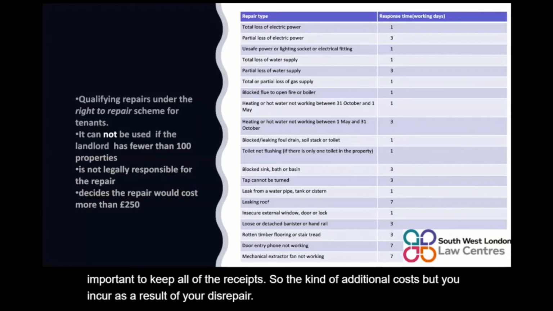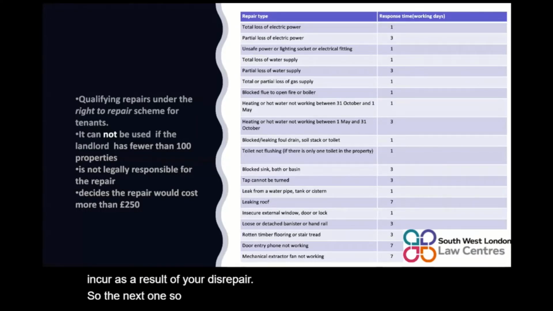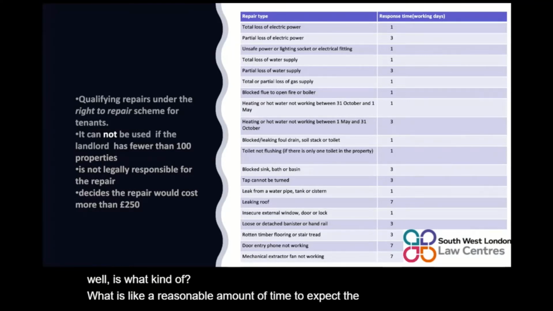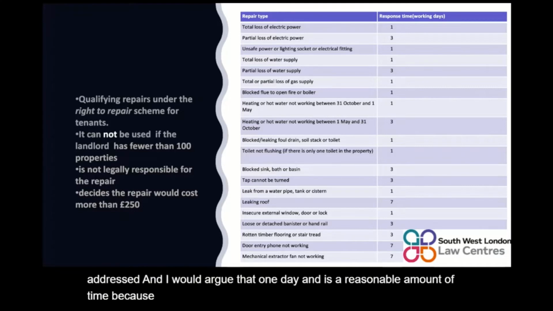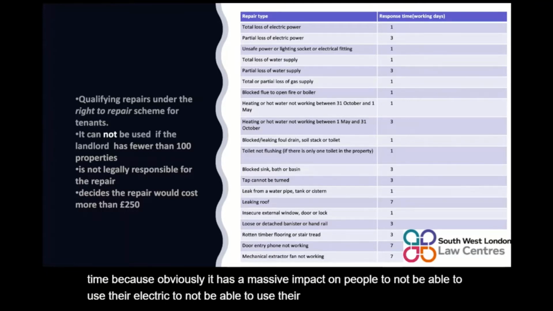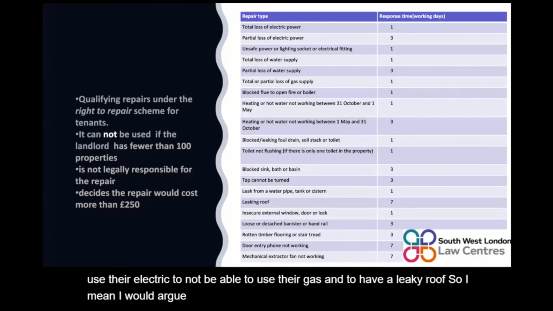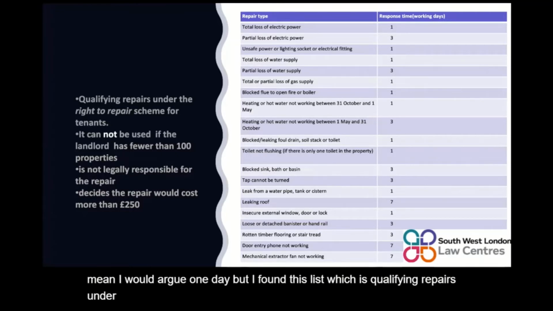So the next one, so this is a list. What I was finding quite tricky as well is what is a reasonable amount of time to expect for a disrepair issue to be addressed. I would argue that 1 day is a reasonable amount of time, because obviously it has a massive impact on people to not be able to use their electric, to not be able to use their gas, and to have a leaky roof. So I would argue 1 day, but I found this list, which is qualifying repairs under the right to repair scheme for tenants.